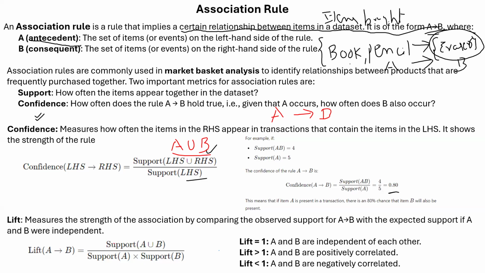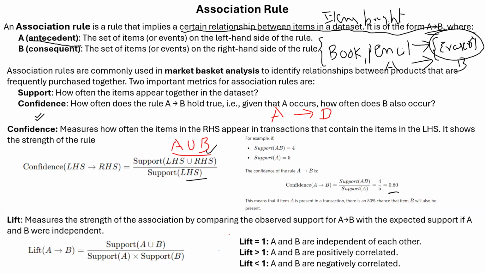That is what lift takes into account. B can also happen independently in the basket, right? If book and pencil are happening, B can also happen all the times. There might not be any association between the left-hand side and right-hand side. If eraser happens frequently all the times, confidence will fail to take that independence into consideration, as we are not dividing by it in the denominator. Whereas lift takes both A and B's independent occurrences into account. As it takes both A and B, this would be the right measure of the strength.